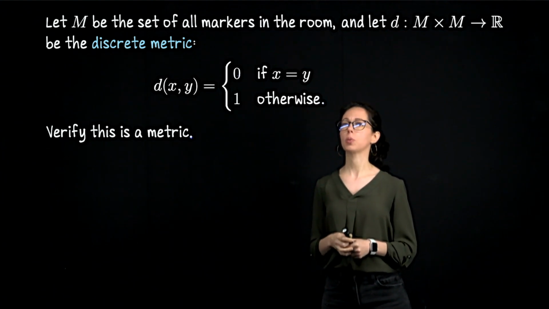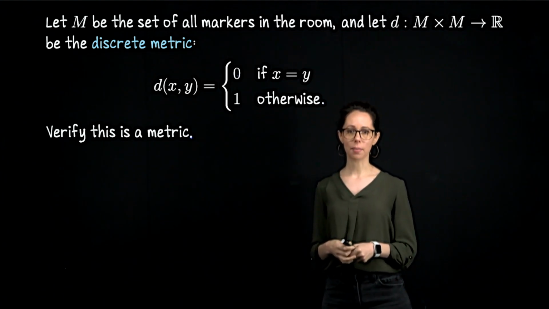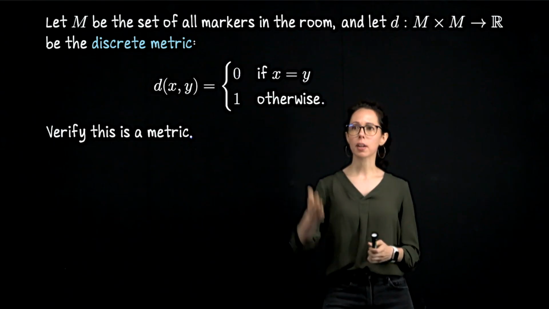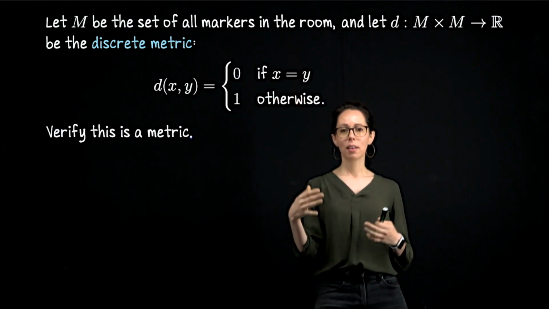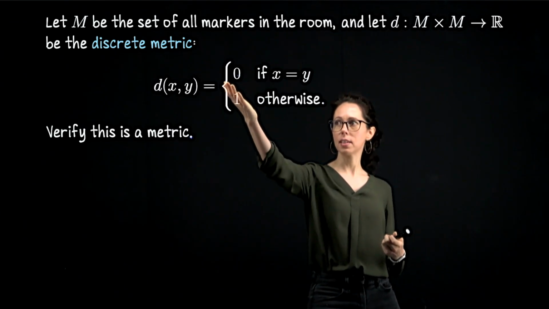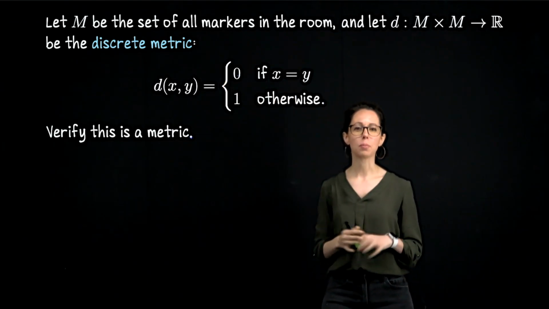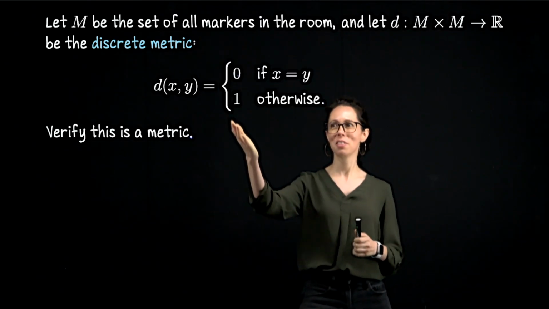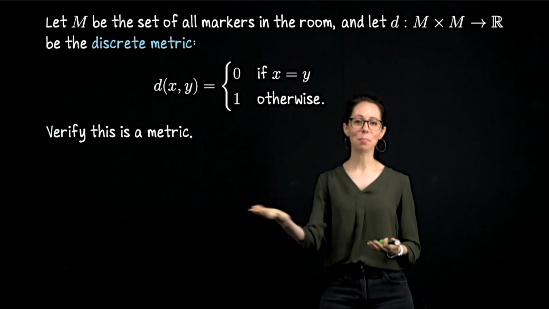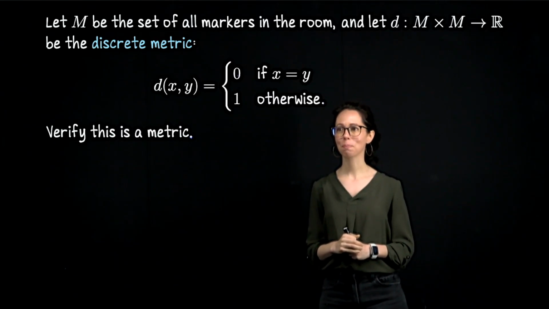Also, by construction, we have non-degeneracy. So if 2 elements are the same, their distance is 0. On the other hand, if their distance is 0, they must be the same. Don't forget, non-degeneracy is an if and only if statement. But again, this function is basically set up to match non-degeneracy.